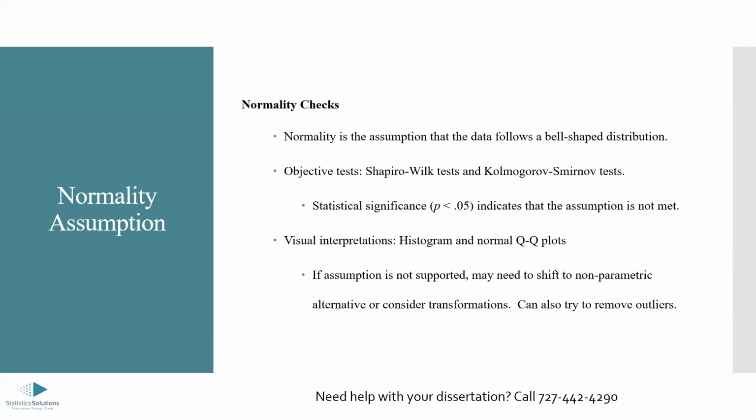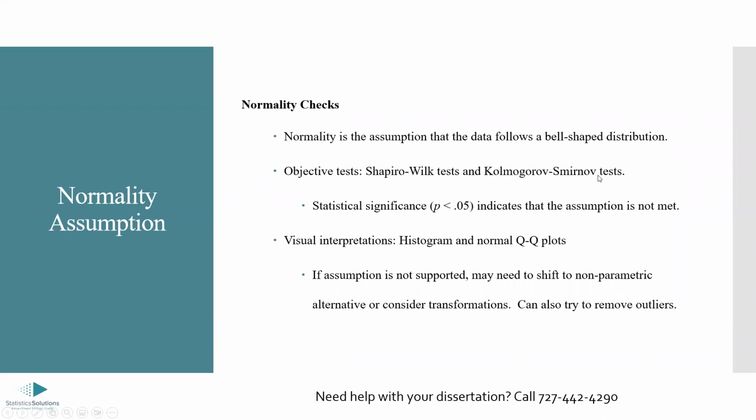There are many ways to check for normality, and for many assumptions, there are alternative ways to check for them. So it's really important that you check with your committee what method they prefer, because you can check for normality visually, but you can also use tests that will objectively tell you if normality is supported or not. The objective tests are things like the Shapiro-Wilk test or the Kolmogorov-Smirnov test.